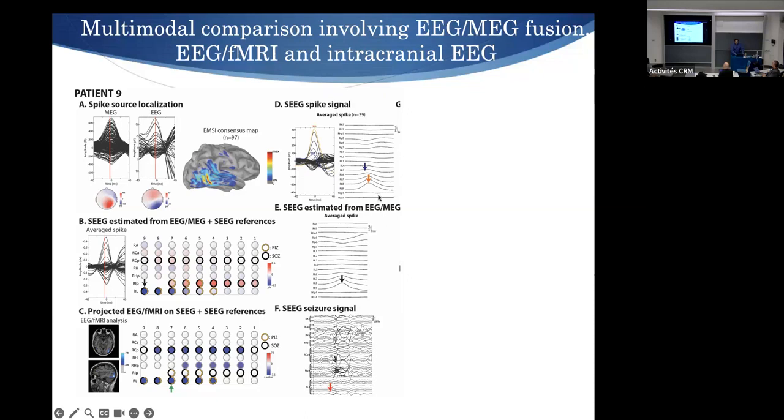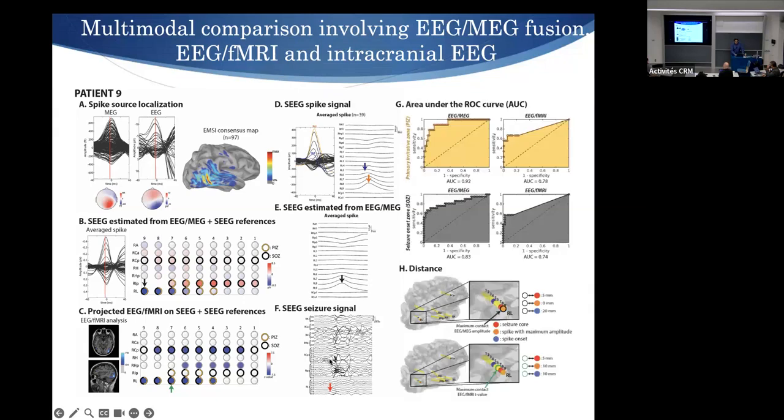So this is what we actually measure. This is what we reconstruct, quite similar. And we have the seizure here. So here we have a nice overlap, a better spatial overlap between MEG and SEEG than fMRI. And then we can measure distance.